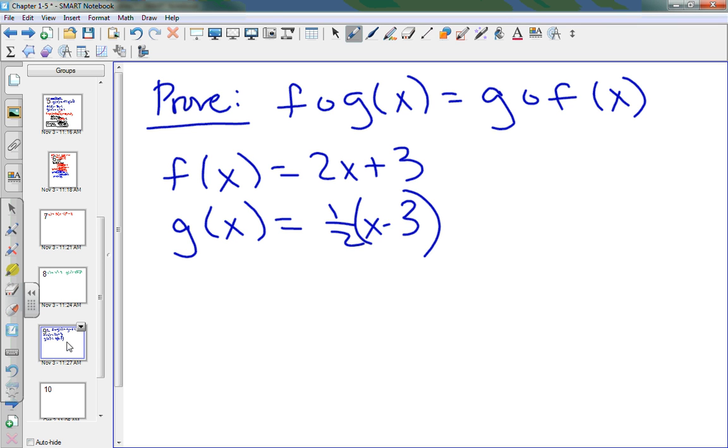Well, you do each one. I need to do f of g of x. And then over yonder, I need to do g of f of x. Do we understand that? You have to do both. So, how do I go about doing that? Well, tell me, what is g of x?